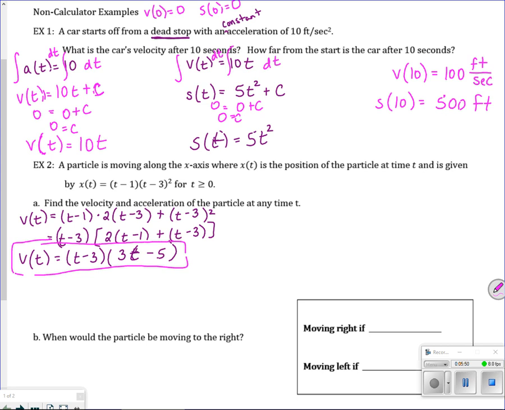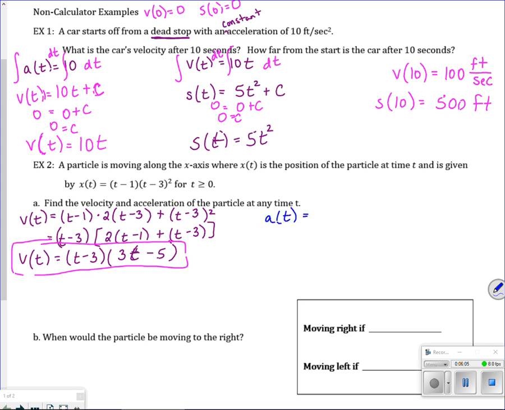Perfect. And again, I know this almost seems silly to do it this way because I could certainly multiply that out and take the derivative very quickly. But once again, I'm just practicing in case I had higher powers.